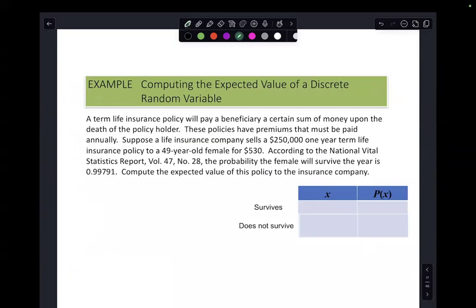Look at that. So a term life insurance policy pays a beneficiary money upon the death of the policyholder. So people pay premiums. This one right here has an annual premium of $530 for a 49-year-old female. If she dies within that year, it pays out $250,000. Her survival rate is 0.99791.